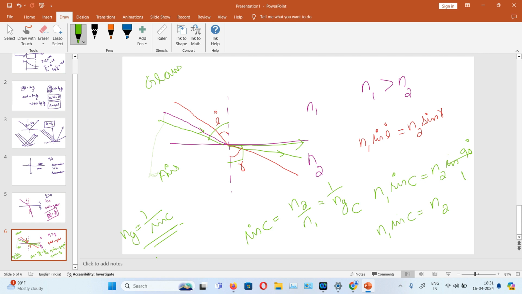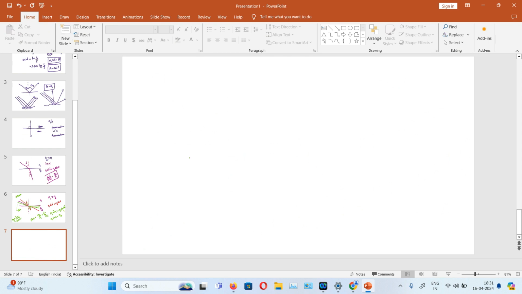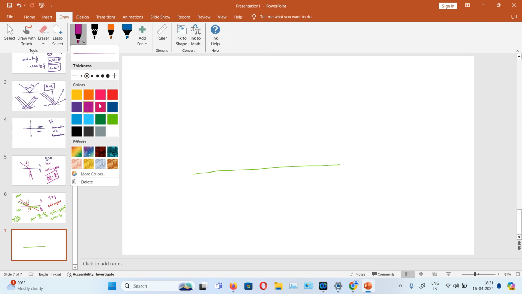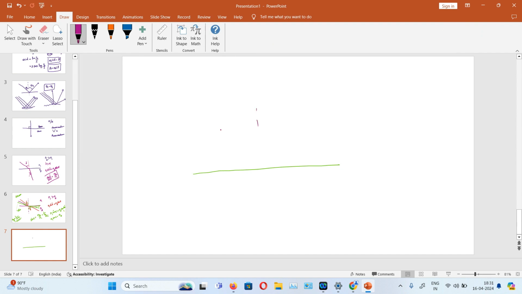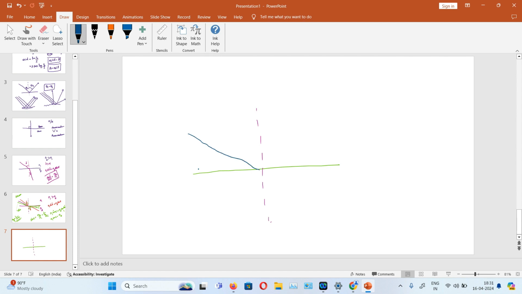So what happens if we increase the angle of incidence beyond the critical angle? Let this be the critical angle. But what happens if we increase it?